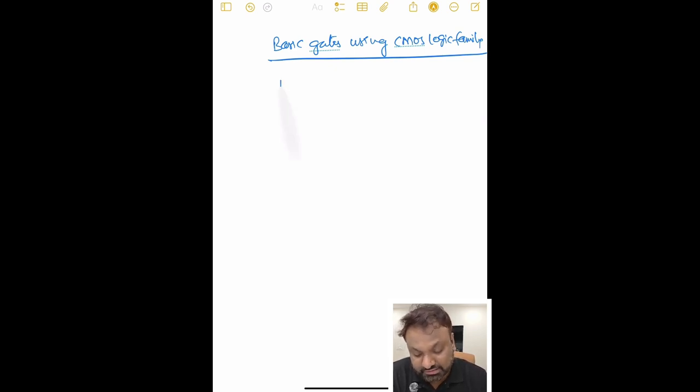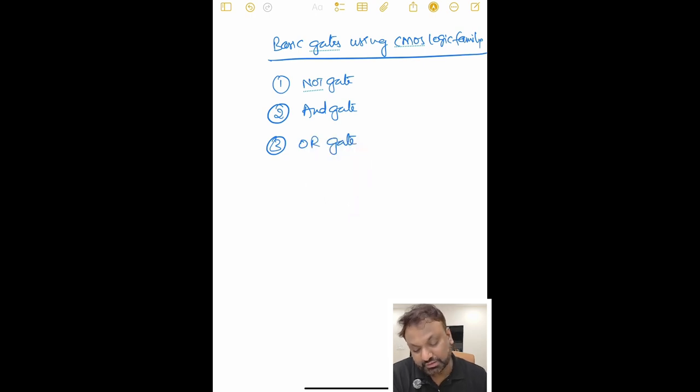What are basic logic gates? One is NOT gate, second one is AND gate, third one is OR gate, right? So first of all, we already know that a logic family is nothing but implementing the logic gates by using transistors or FET, right?